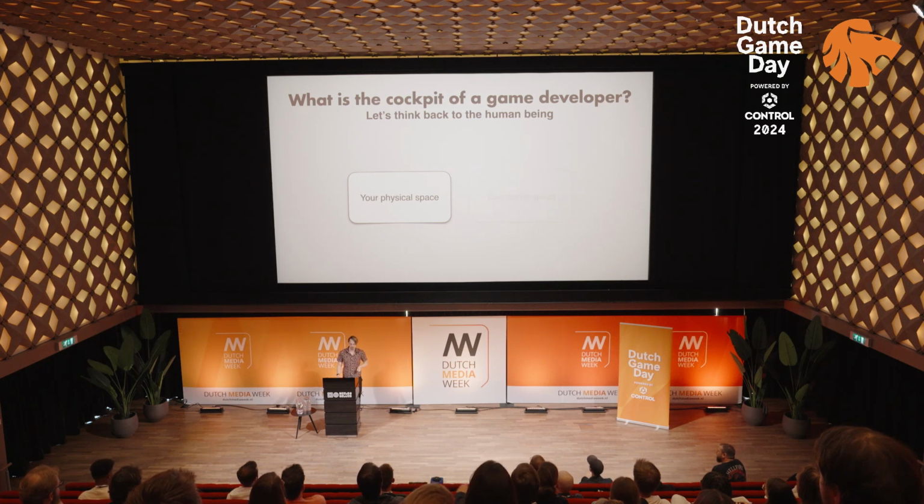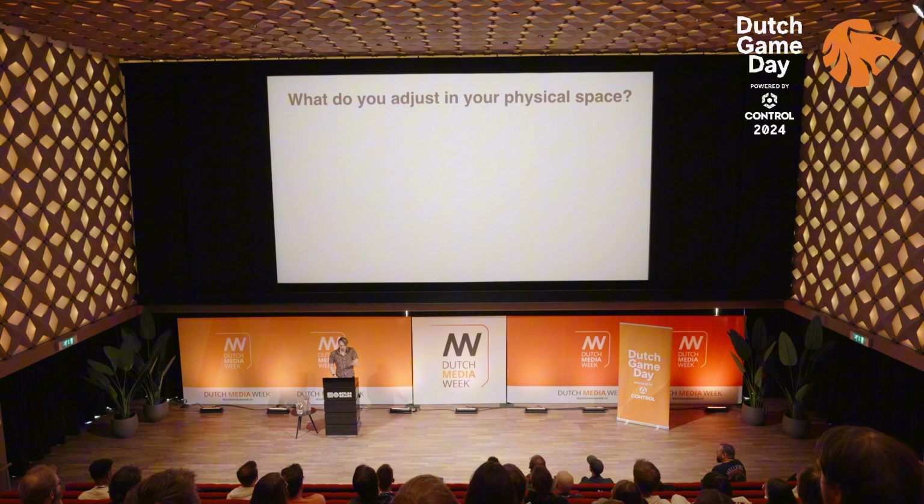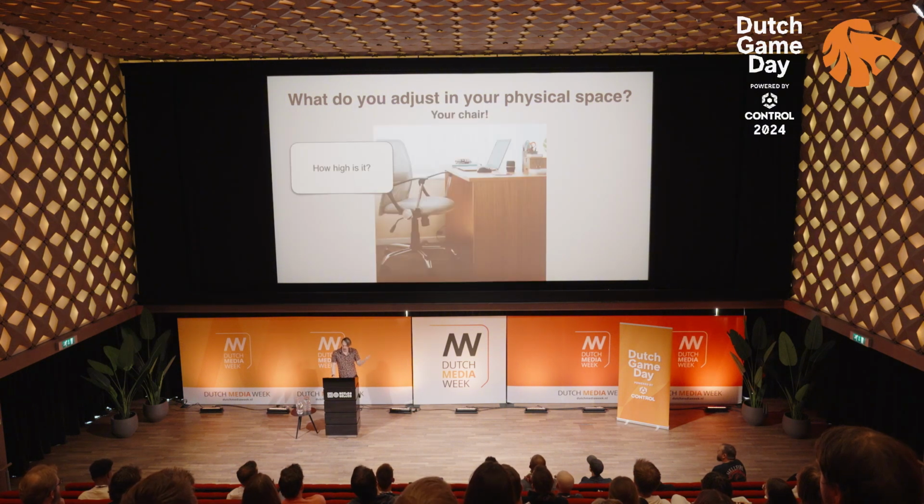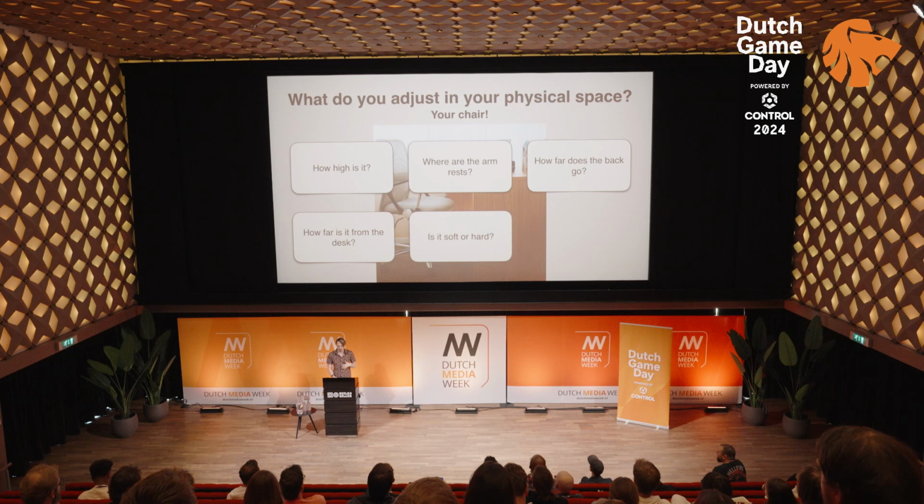Let's start off with the physical space. So what do you adjust in your physical space? Your chair. How high is it? Where are the armrests? How far does the back go? How far is it from the desk? Is it soft or hard? Does it roll or not? When you initially got that chair and you set it up, you sat down in it, you were uncomfortable. That's fine. You have a couple of levers and you set it so you were comfortable and you never touched it again. But that initial setup was so important because otherwise you'd be having back problems all the time.